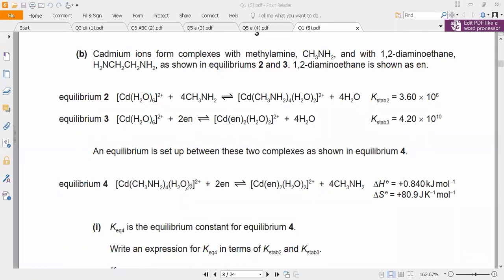Look guys, this is one of the hardest questions. It's quite hard, really hard. And I hope guys here you stop the video, keep thinking about it, and try to solve it as we did in the question that was here in this paper. And then you start the video again. Anyway, cadmium ions form complexes with methylamine and 1,2-diaminoethane, this one, as shown in equilibrium 2 and 3. Okay, here we have equilibrium 2 and here we have equilibrium 3.